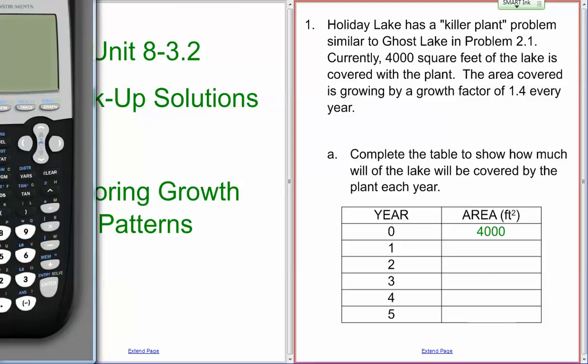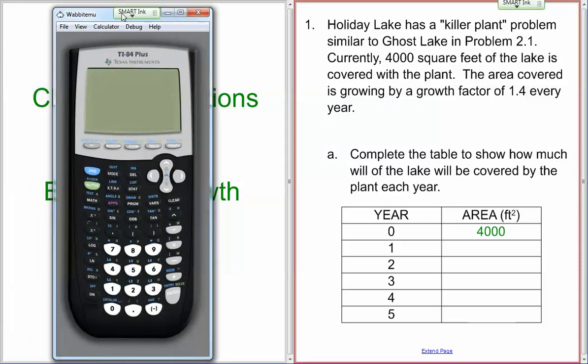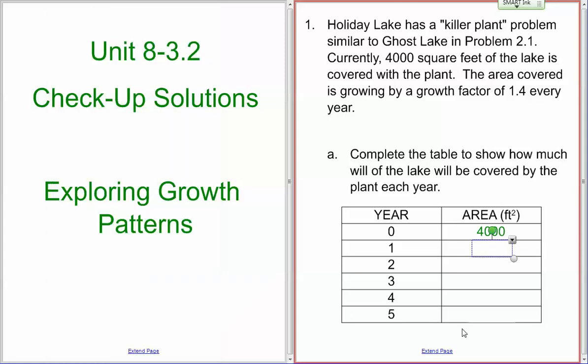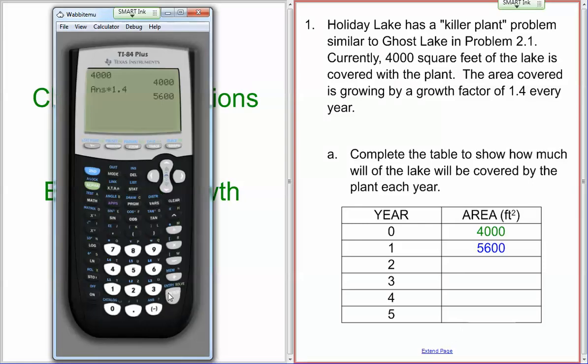So I'm going to use my graphing calculator here. If I do 4,000 and a growth factor of 1.4, I see that after 1 year, there's going to be 5,600 square feet of the lake covered. And if I just hit enter a few more times, I'll get year 2, year 3, year 4, and year 5. And I can just fill those into the table.